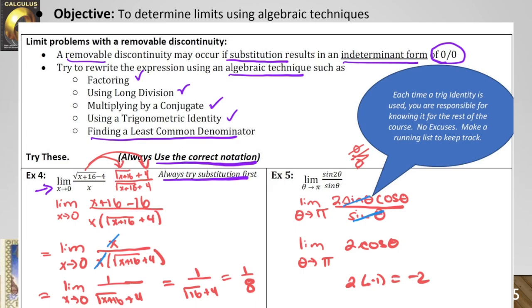Take a look here. It says each time a trig identity is used, you are responsible for knowing it for the rest of the course. No excuses. So make a running list to keep track. Here's your first one. You're to know that the sine of 2 theta equals 2 sine theta cosine theta. Put that in the list of things that you know.